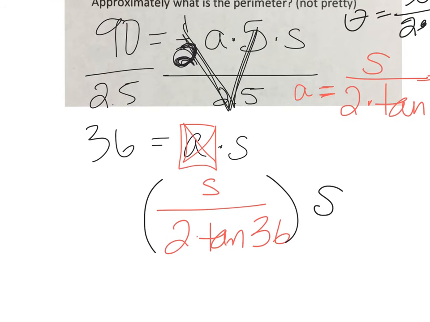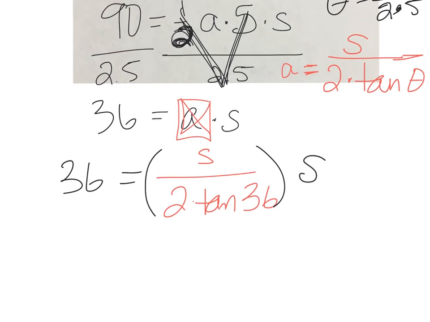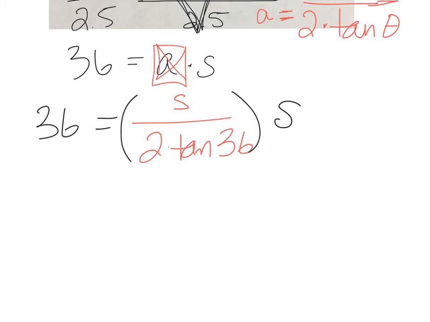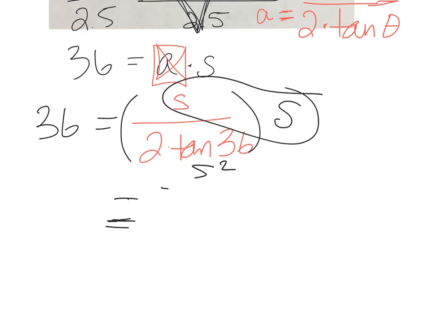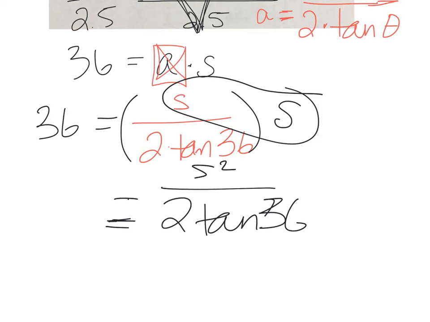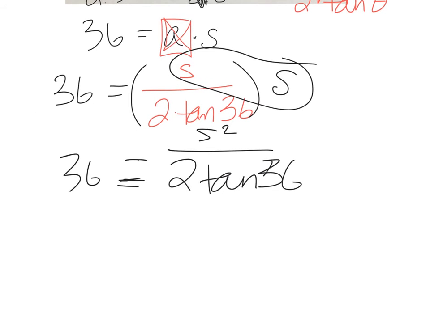I still have my s, I still have my equal sign, I still have my 36. All of that is still there. So now I have to continue solving this algebraically. So I have s times s is s squared over 2 tangent of 36, and that still equals 36. So I multiply both sides by 2 tangent of 36.